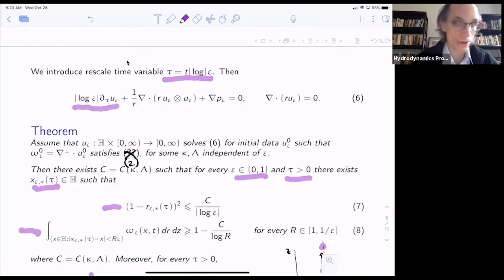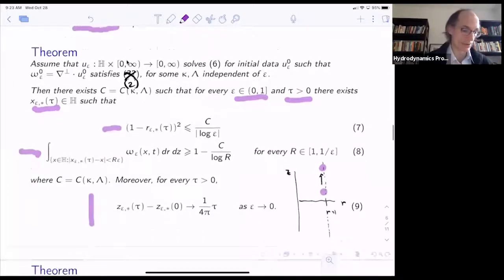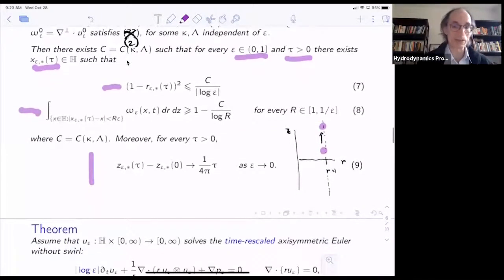Okay, and so I'm going to try to prove this, and we'll focus on the idea first. My first goal will be to understand where this log epsilon factor comes from. How can I capture this quantity? I want to figure out how the center of vorticity is moving.